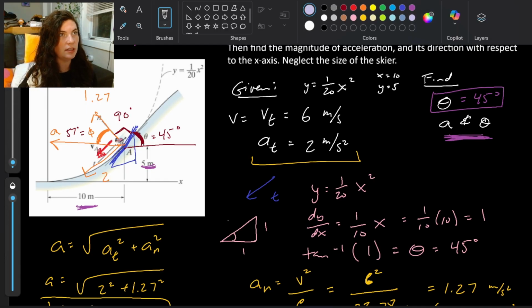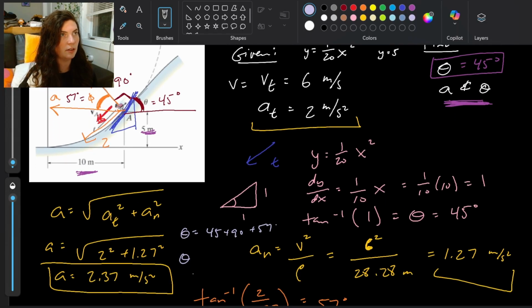So that's going to give us an angle of 45 plus 90 plus 57, for an angle on the acceleration of 192 degrees from the x-axis.